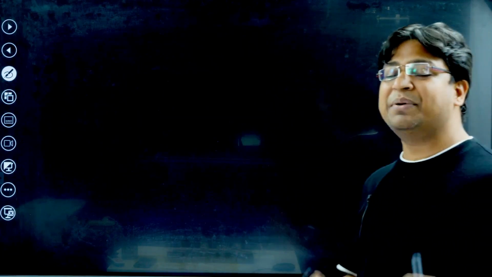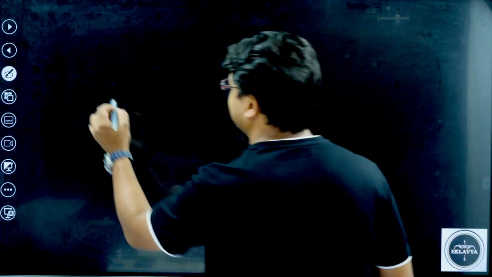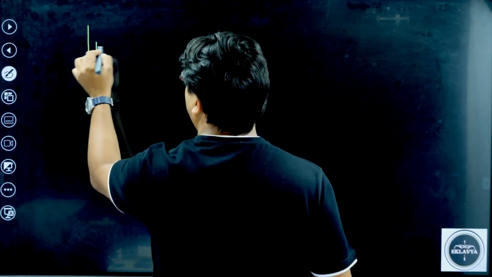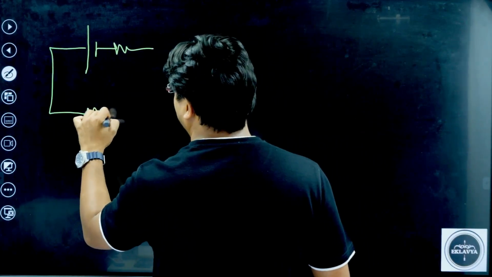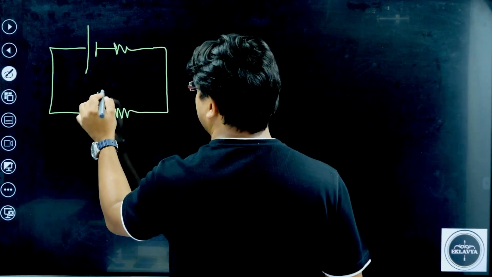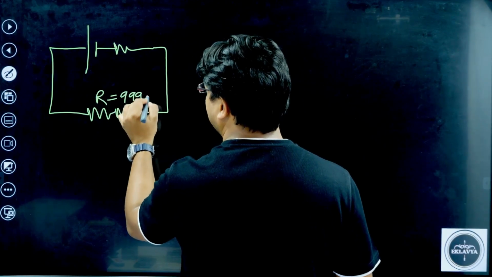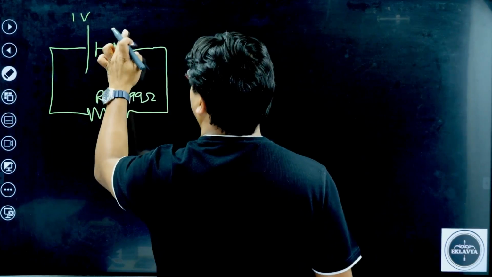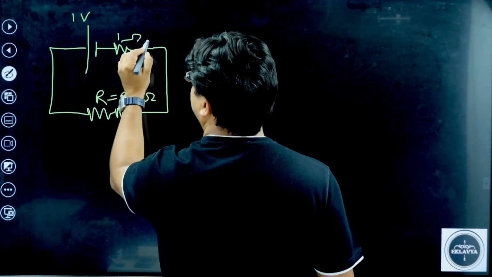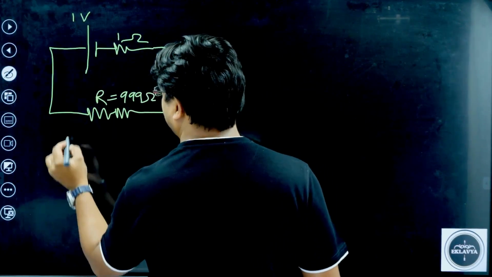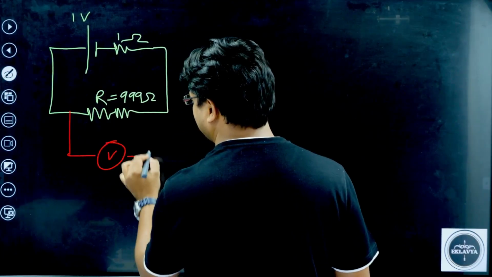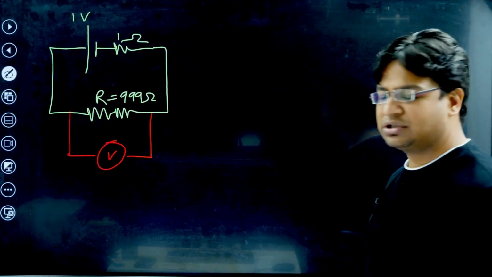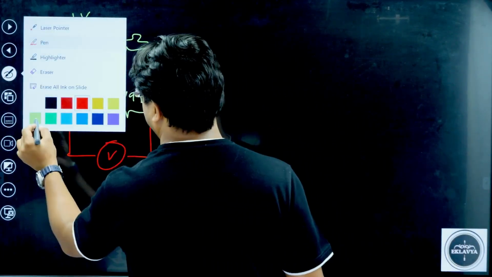Now, what happens when we employ a voltmeter? Let's try to understand. In this circuit, if I use a voltmeter to measure the potential difference across R, which was 999 ohm, what will I do? I will connect a voltmeter like this. Now, what impact will it have? Let's try to understand that.